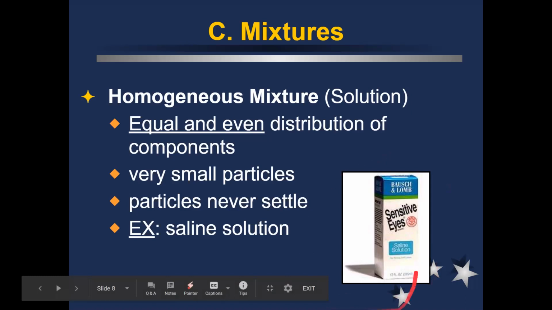So you always get the same combination of particles in every drop because they're completely equal from top to bottom of the little jar that's in here, of this little dropper bottle, right? They're not clumped up. There's no areas where the medicine is way more clumped up and areas where it's way more spread out. It's all totally equal and even.